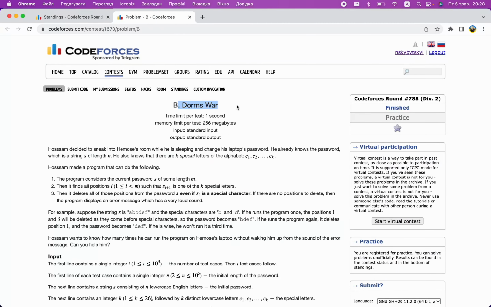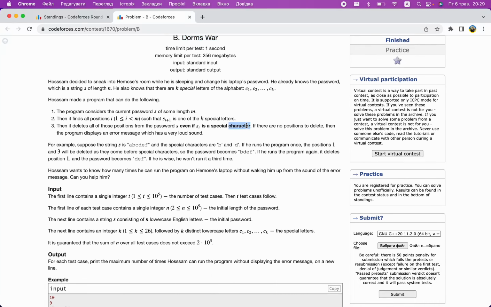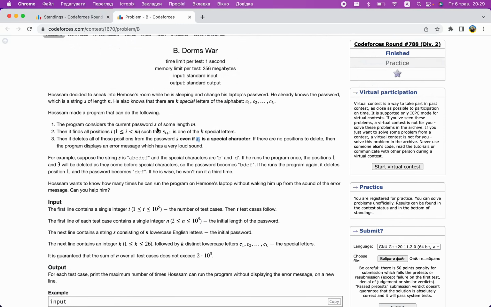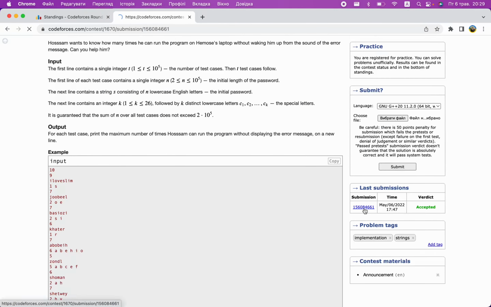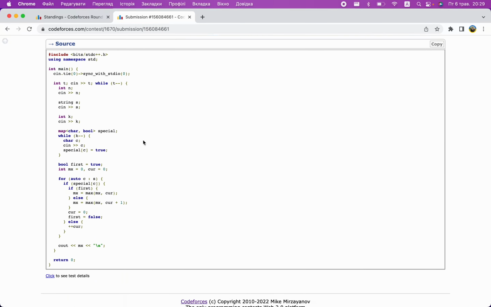In problem B, we had a string. The string contained certain special characters, and we were allowed to perform the following operation. For each special character in the string, remove the previous character, and this happened simultaneously. We wanted to know the maximum number of operations that we can perform. So in this problem, I noticed that you can partition the string into blocks of special and non-special characters, and the number of operations is roughly the length of the maximum block of continuous non-special characters.